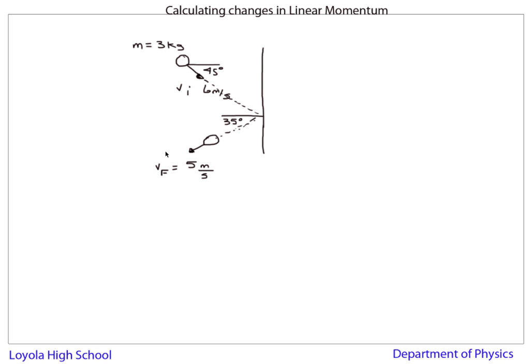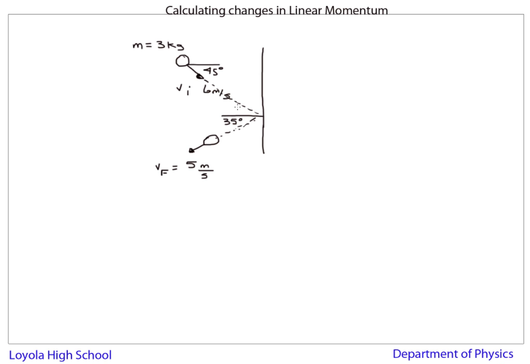In this video, I'm going to talk about how to calculate changes in linear momentum. So in this situation, I have a ball of mass 3 kilograms, traveling at a 45-degree angle at 6 meters per second. It's going to hit a wall or other object, and it's going to bounce off at 5 meters per second at a 35-degree angle.